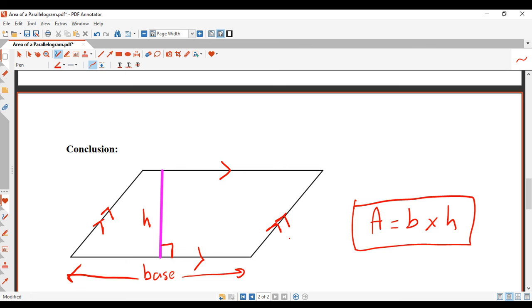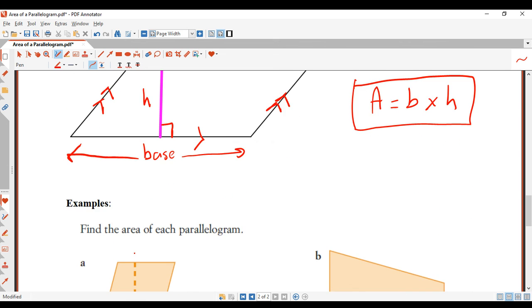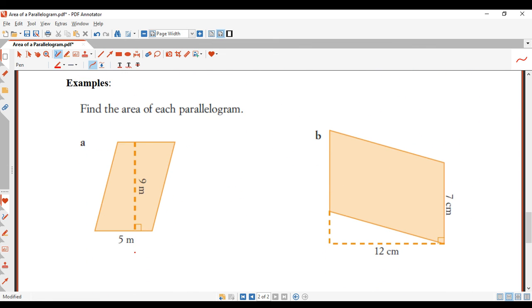Okay, let's use that formula now to do these questions. First, here's our parallelogram. Area equals base times height for a parallelogram. Base is 5. The height is 9. So 45 meters squared.